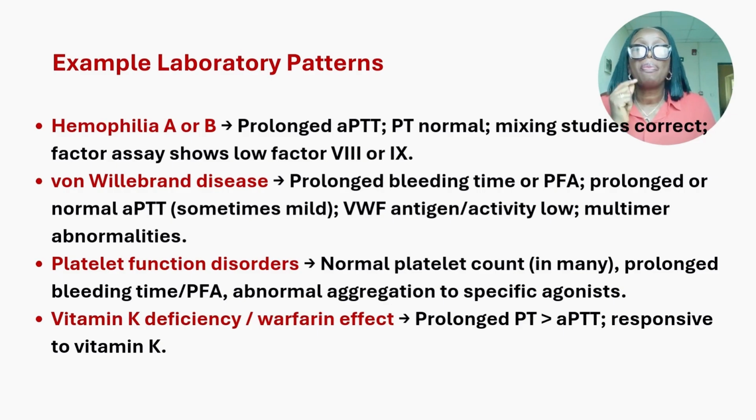We have some specific examples. For cases of hemophilia, an individual suspected to have either hemophilia A or hemophilia B might have prolonged APTT, and then when you do mixing studies, of course, it will be corrected. And then when mixing studies is corrected, you go straight on to assay for the specific factor. In this case, if you are suspecting hemophilia A or B, that means the factor should be either factor 8 or factor 9.